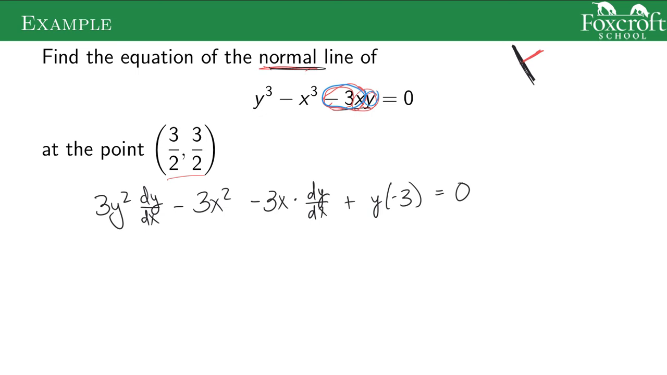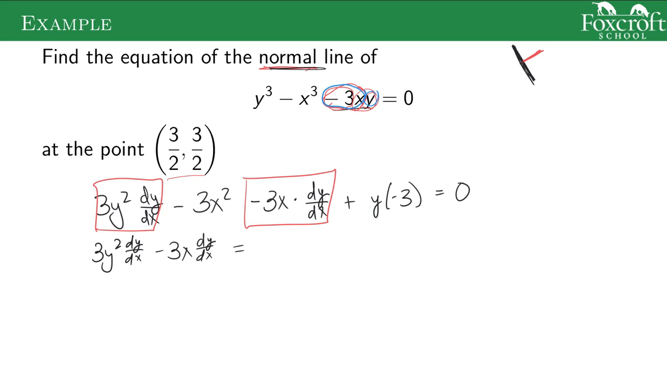And again, solving for dy/dx, I'm going to keep the dy/dx terms together on this side and move the other terms over. So I'm going to have 3y squared dy/dx minus 3x dy/dx equals, let's see, I add this to the other side, and I'm going to also add this to the other side, plus 3y.